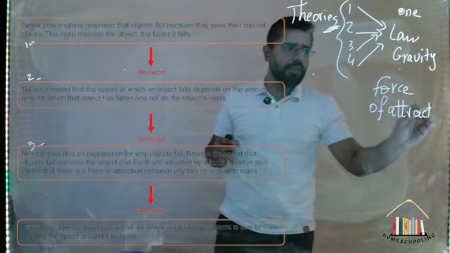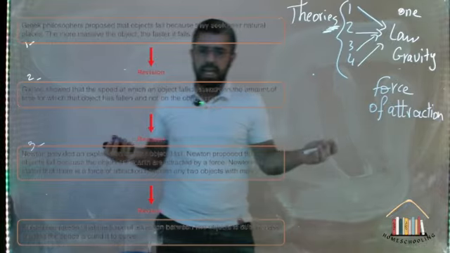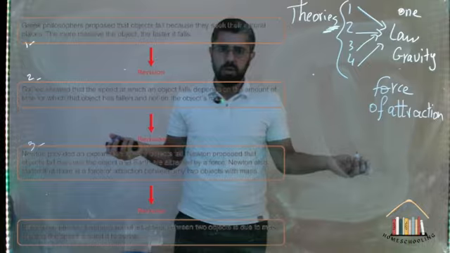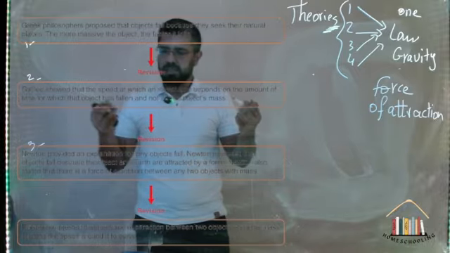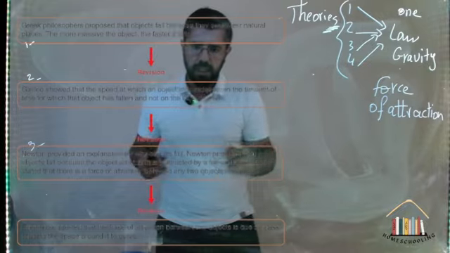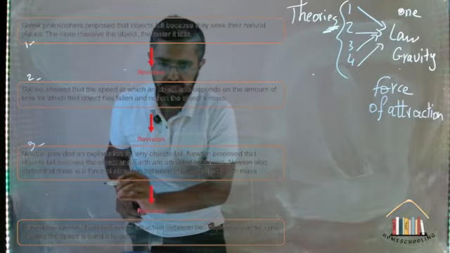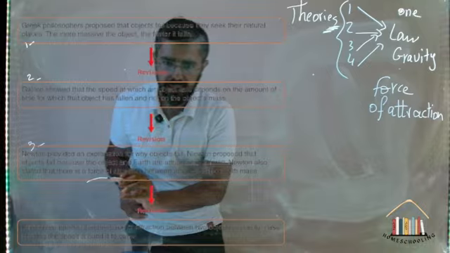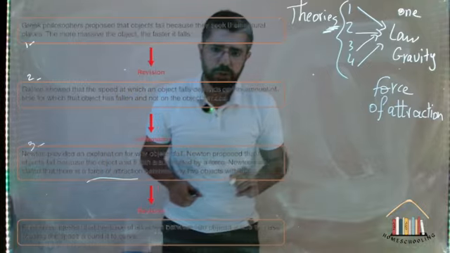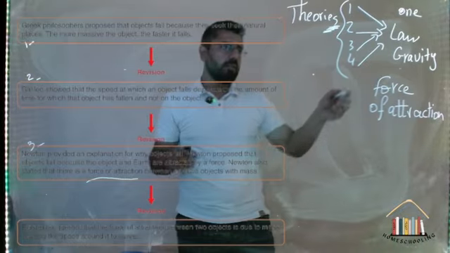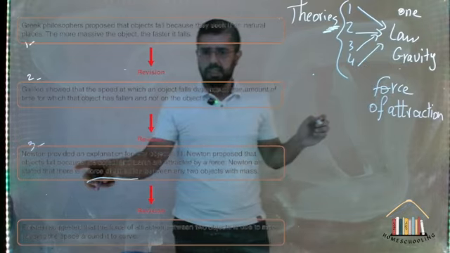Attraction between the heavy body, which is the earth, and the small bodies like me, the ball, the car. Okay, he included the force of, as you see here, the force of attraction, and that was revolutionary at the time. He's trying to explain the law of gravity using his theory.